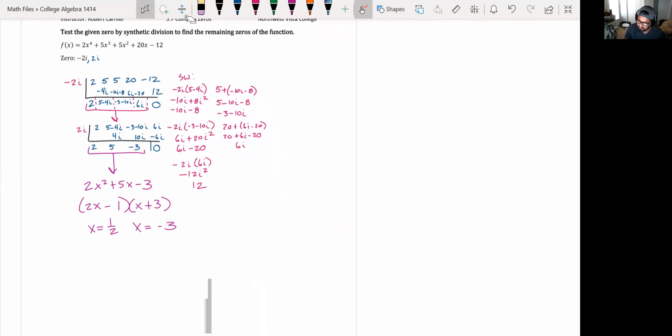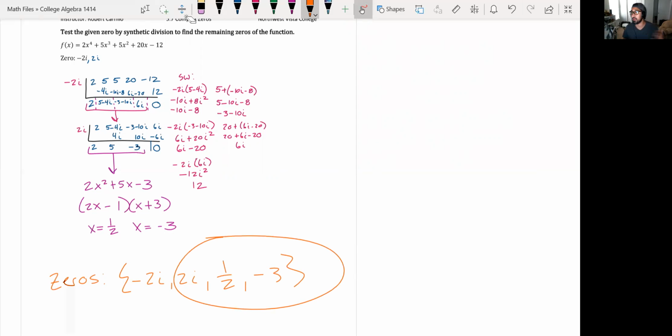Okay. So it said find the remaining zeros. So a good MyMathLab answer would be negative 2i, 2i, 1/2, and negative 3. I mean, it probably only wants these 3, but I'm just listing all the zeros together. All right, and that's how complex numbers work in synthetic division. It's oh so magical. I love it.